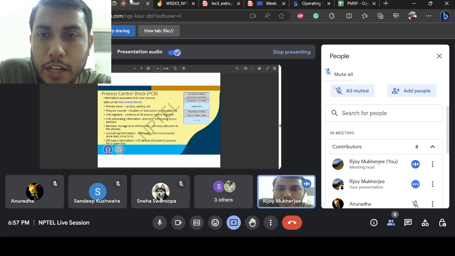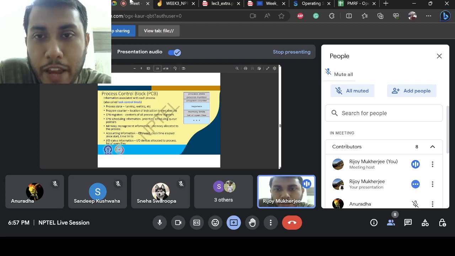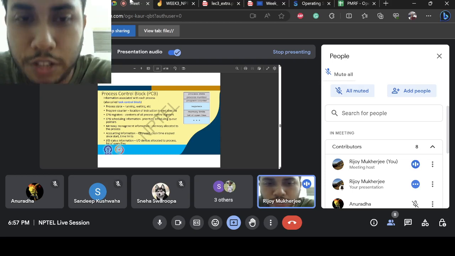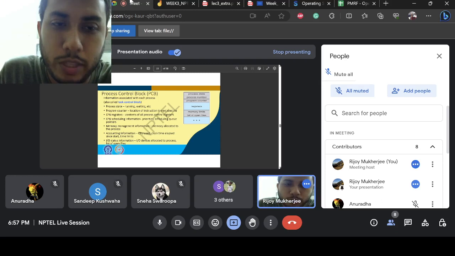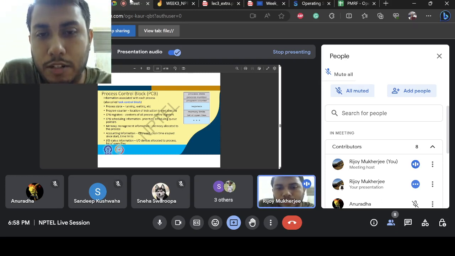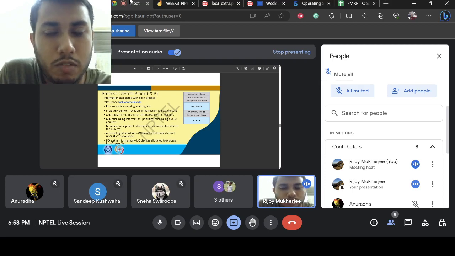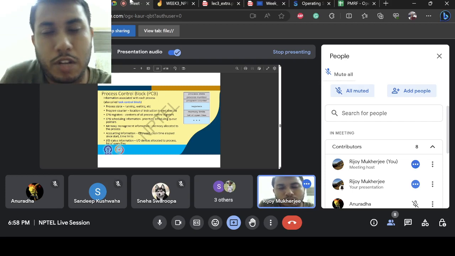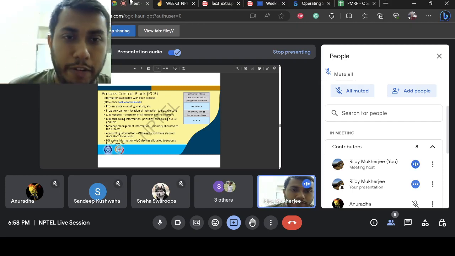Then you have the scheduling information, the priorities and scheduling queue pointers that I was discussing. Each process has to be associated with a priority. Based on that priority, the OS decides whether it has to be scheduled or not, when it has to be scheduled, and whether it has to be scheduled at all. Those things define it.